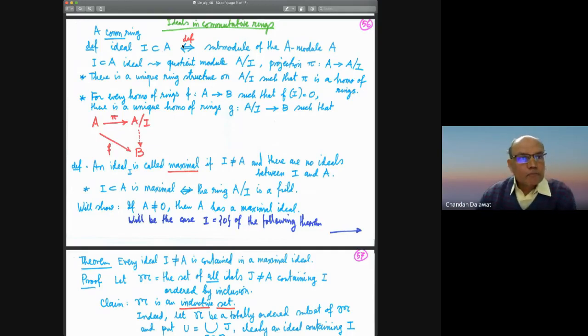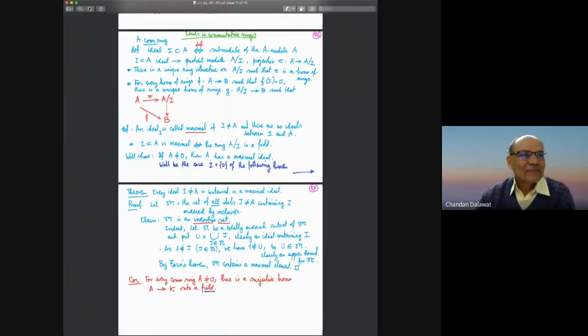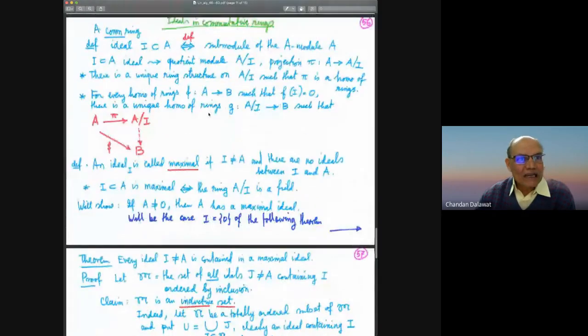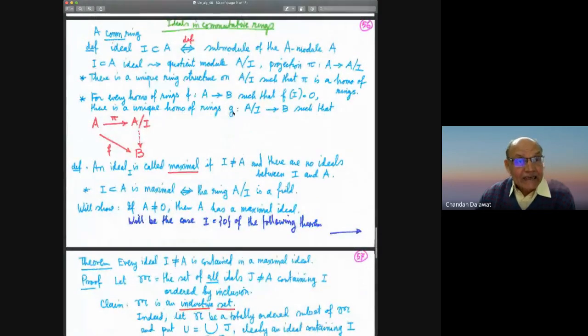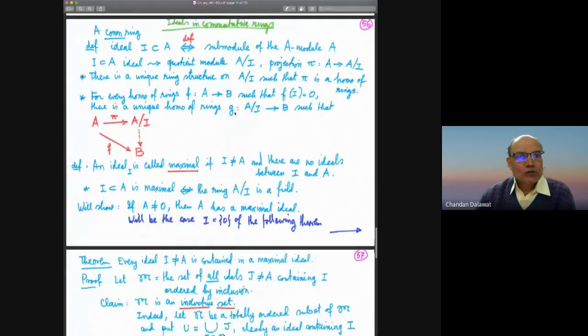So an ideal in a ring can of course be considered as a module over itself, and an ideal is just a submodule of the A-module A. So what it means is that if X and Y belong to I, then their sum belongs to I, and if X belongs to I and alpha belongs to A, then alpha times X belongs to I.